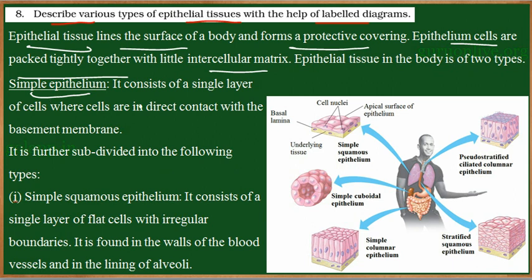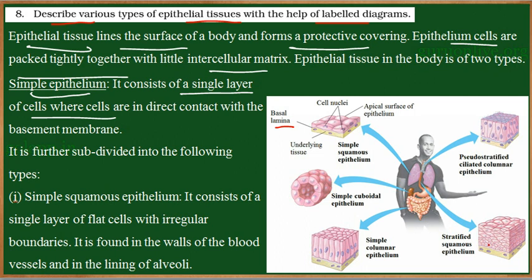In simple epithelium, a single layer of cells is arranged and they rest on the basement membrane. So here we can see there is only one layer of cells and they are resting on the basement membrane. Such cells are called simple epithelium. Here also we can see a single layer of cells resting on the basement membrane.